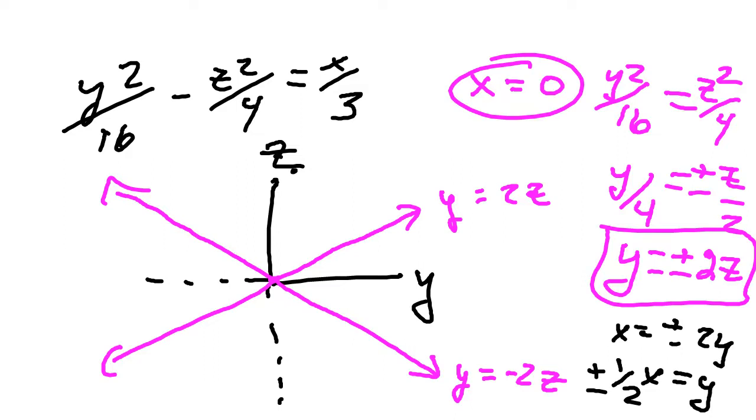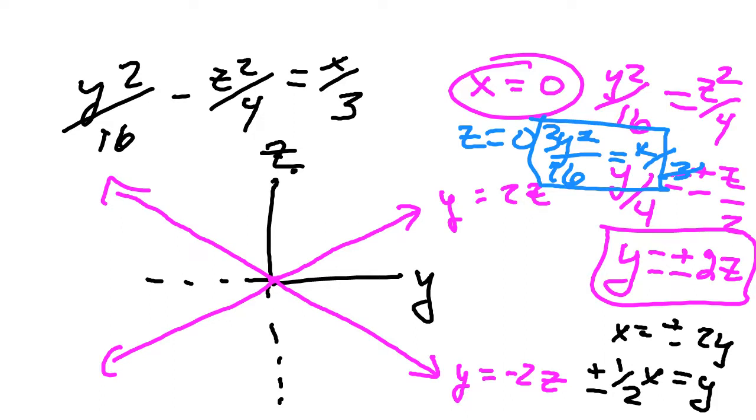That's when x equals 0. Well, let's look at something different. What if I let z equal 0 here? If z equals 0, then we've got y squared over 16 equals x over 3. So basically, what does this become? Multiplying by 3, I've got x equals 3y squared over 16. That's a parabola. So when z equals 0, I have a parabola.